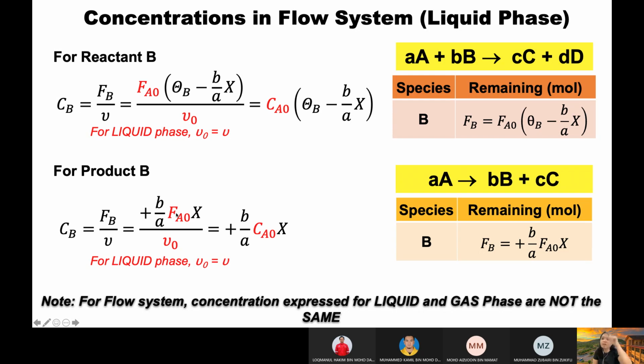So again, saya ada FA naught di atas, saya ada V naught epsilon naught di bawah. I divide, I get CA naught. The remaining is still the same, so become plus B per A CA naught X. So sekarang kita dah express untuk CB.